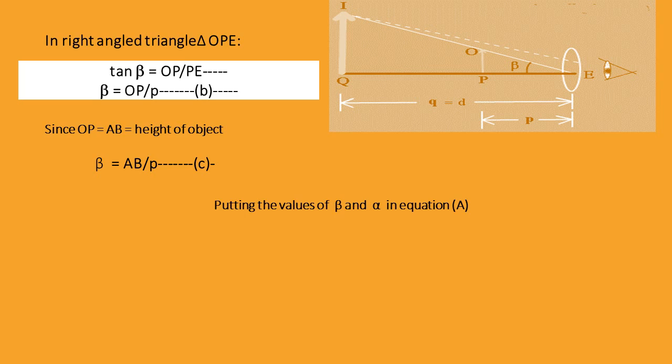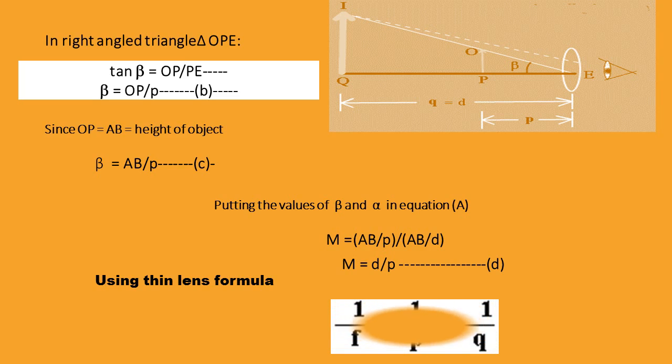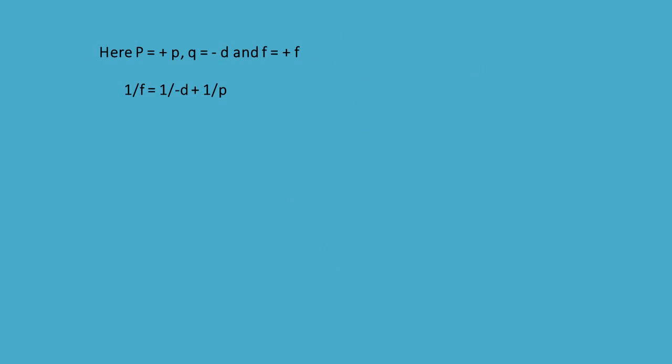Putting the values of beta and alpha in equation A, magnifying power equals AB upon P divided by AB upon D. Now AB and AB cancel with each other, so you will get magnifying power equals D upon P, which is our equation D. Now here we will use the thin lens formula, according to which 1 upon F equals 1 upon P plus 1 upon Q, such that P equals plus P, Q equals minus D because the final image is virtual, and F equals positive F for a convex lens.